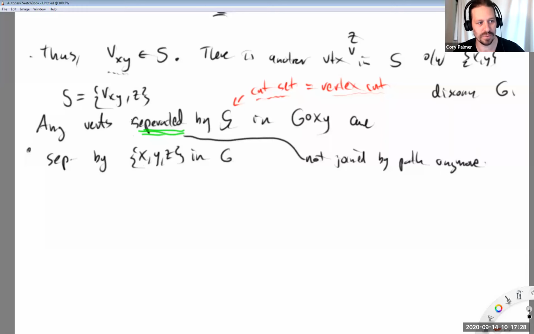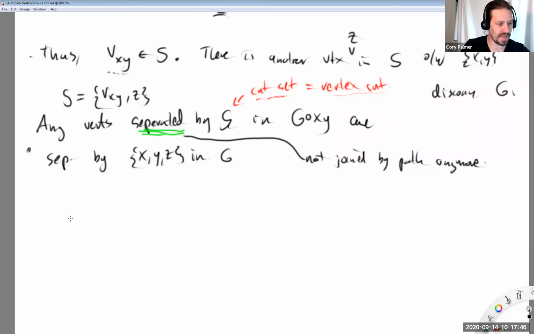If you're not seeing this immediately, think for a moment. If you had a single component left over when you remove S from G, then that single component would be everything in the contraction graph as well, okay? It would only be one component.